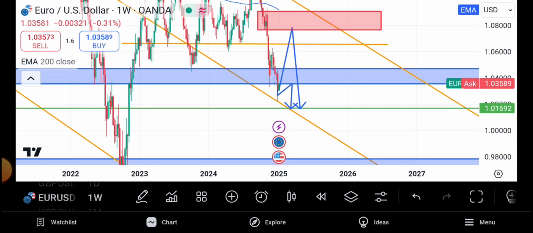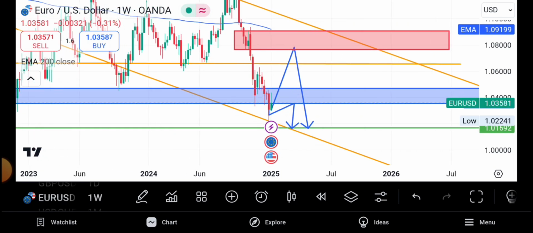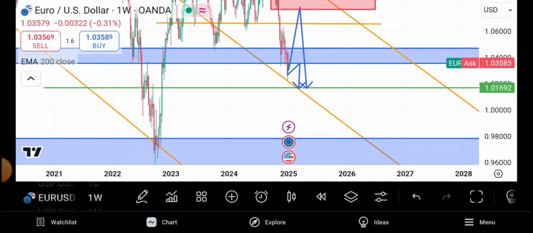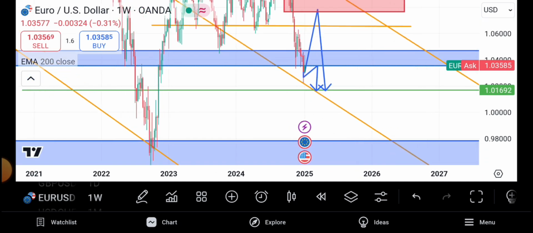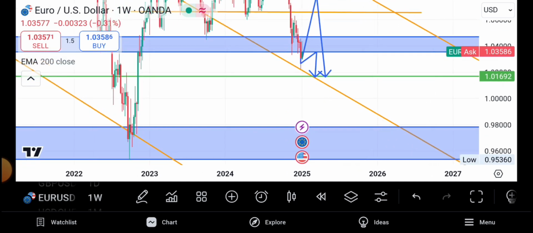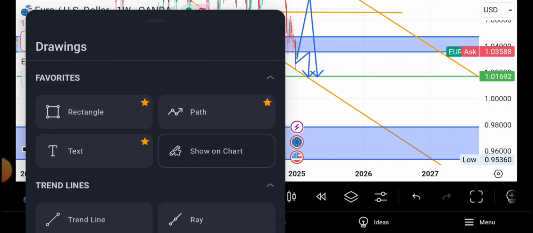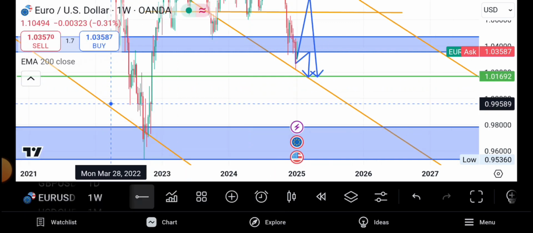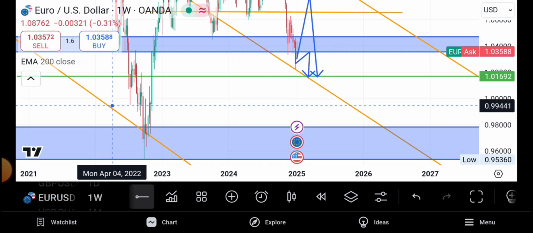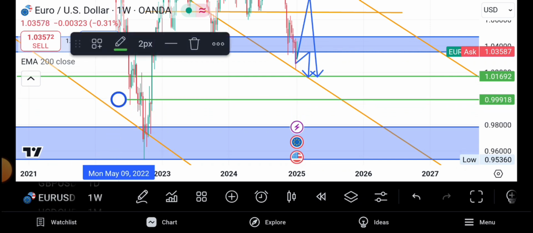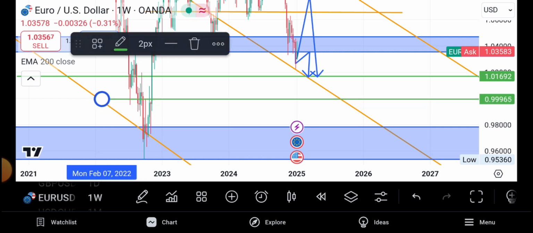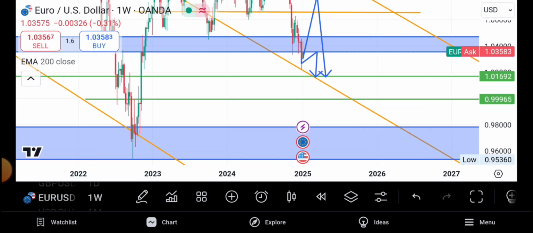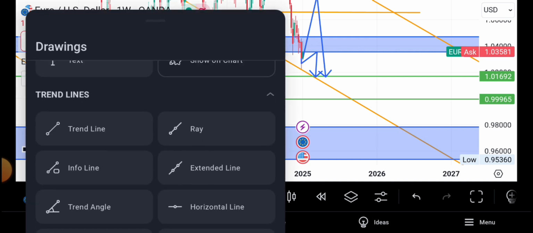Are we going to enter now? Is there a possibility that we are going upward, or shall we enter now and sell this pair? I know there is a possibility that the price action might come and reclaim this zone, 1.000. So our TP1 will be our guaranteed TP, around 1.01692, and our TP2 will be here.